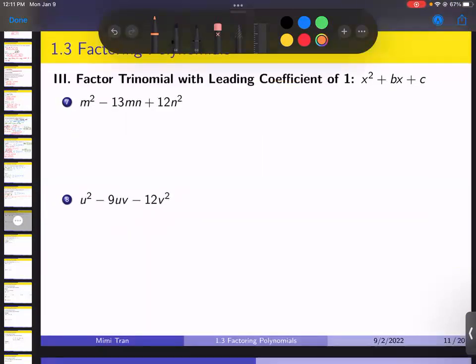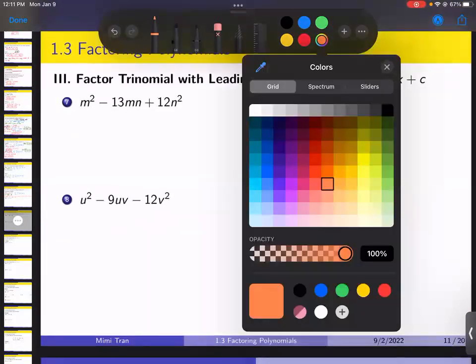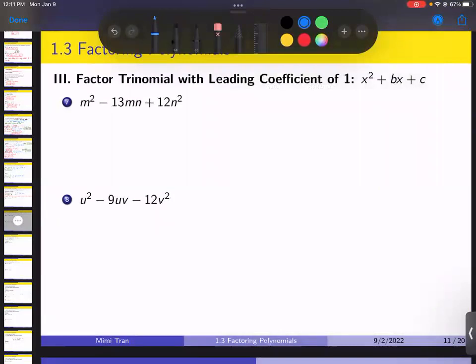Anybody? Number 7? Okay, so product. Let's grade it out first. So product is 12, and then sum is -13. So you get what? M minus 12n. Okay, 12 and 1.